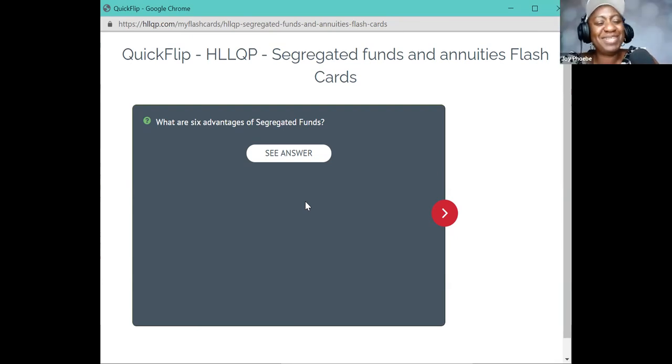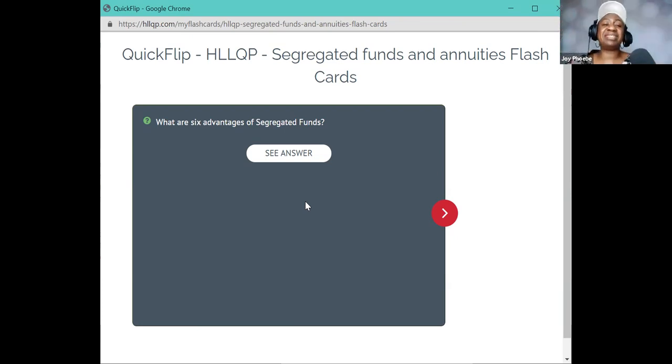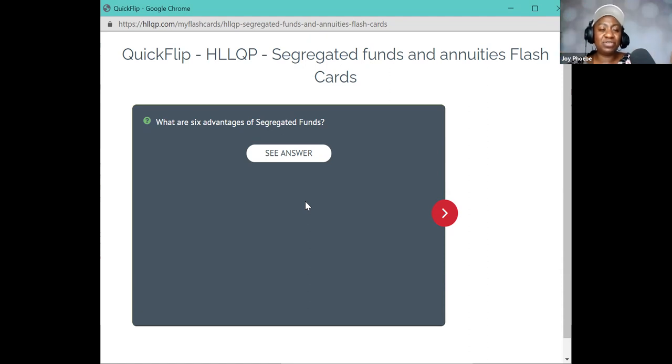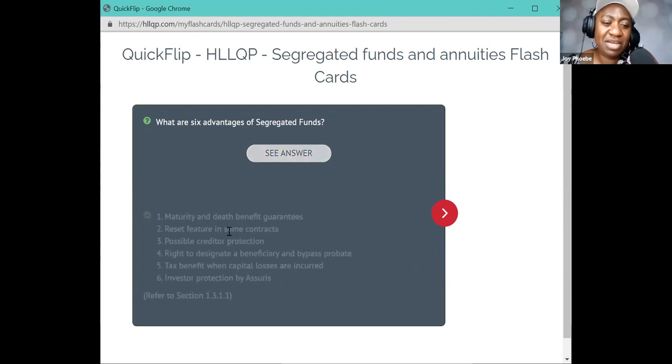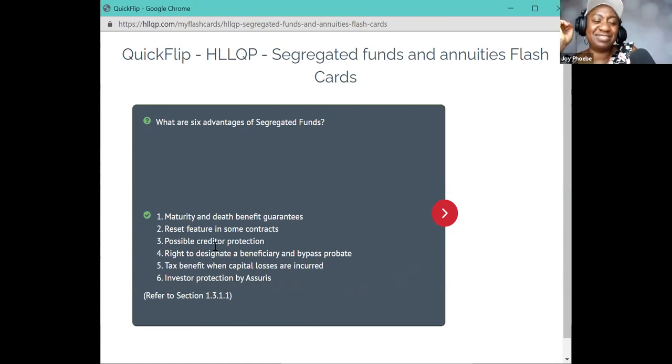Only 6, they say, name them, not 10. Do we have questions like that where you have to name them? No, they'll give you the correct answer and put a wrong one inside it, or give you a wrong answer and put one correct one. But if you know all these options, however they ask it, you get it. Another benefit is the maturity and death benefit guarantee. Then reset features. You remember reset features, right? Then creditor protection, the right to designate a beneficiary and bypass probate. Tax benefit when capital losses are incurred. Investor protection by the insurers' association.